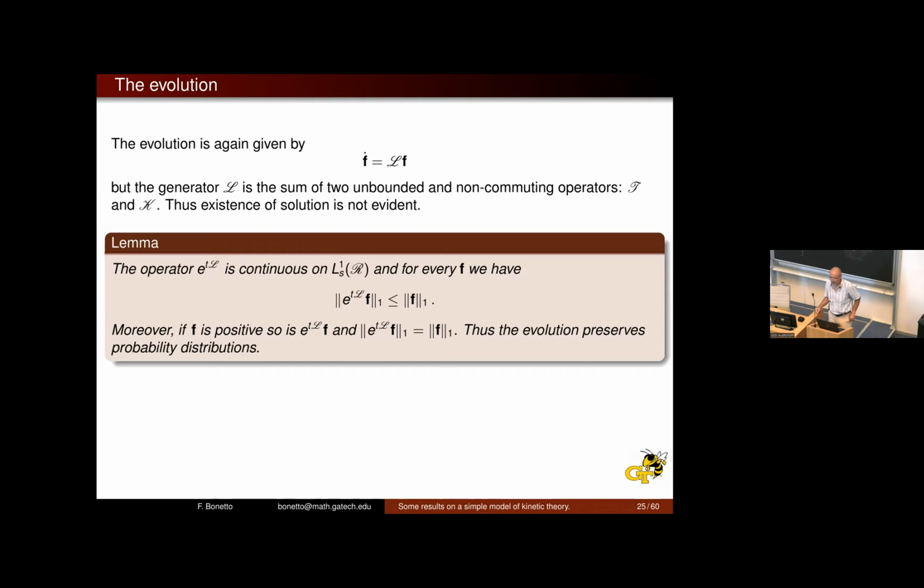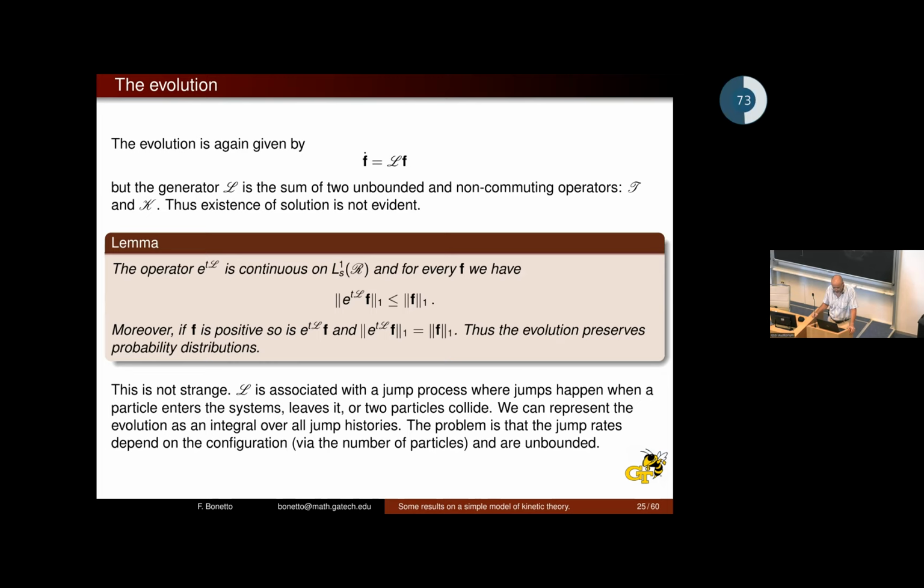And essentially, proving that it exists, you can do it shorter, but essentially you can represent the evolution as an integral on the trajectory space. You can take all possible trajectories in the system, put a probability, and show that everything works. So this is standard for jump processes.